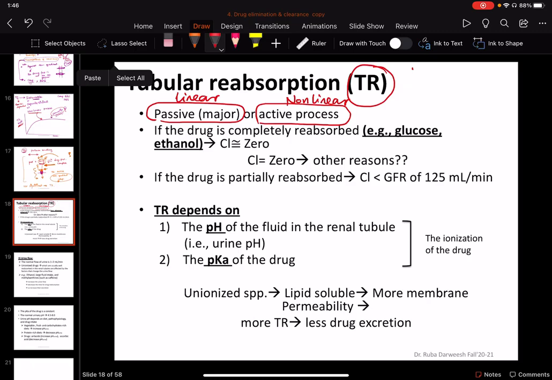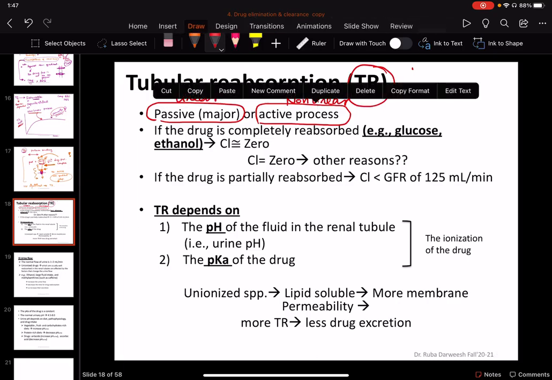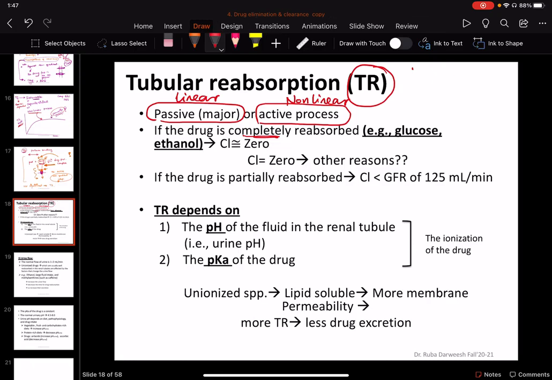So can the tubular reabsorption be saturable? Yes, it can. If the drug is filtered but completely reabsorbed. Examples of those materials are glucose and ethanol. The clearance of them equals zero because we have complete glomerular filtration, but everything that goes out goes back by tubular reabsorption, which means that nothing will go out in the urine. And that's what happens to glucose and ethanol.